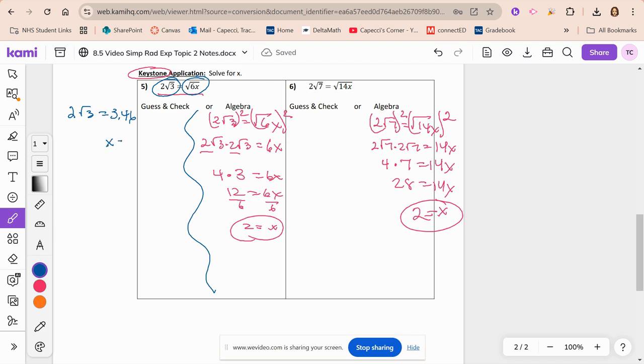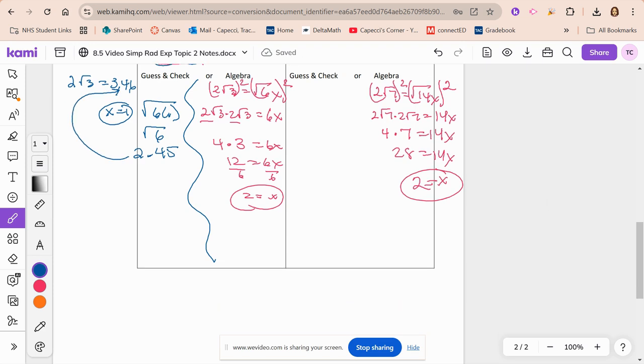So let's try x is equal to 1. So that gives me 6 times 1, or the square root of 6. I take the square root of 6 and put it in my calculator. I get 2.45. So 2.45 compared to 3.46 is not high enough. So I need to go higher.